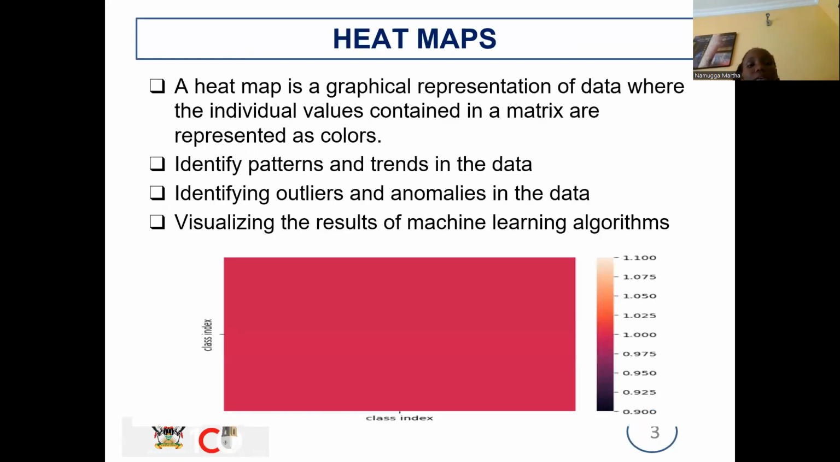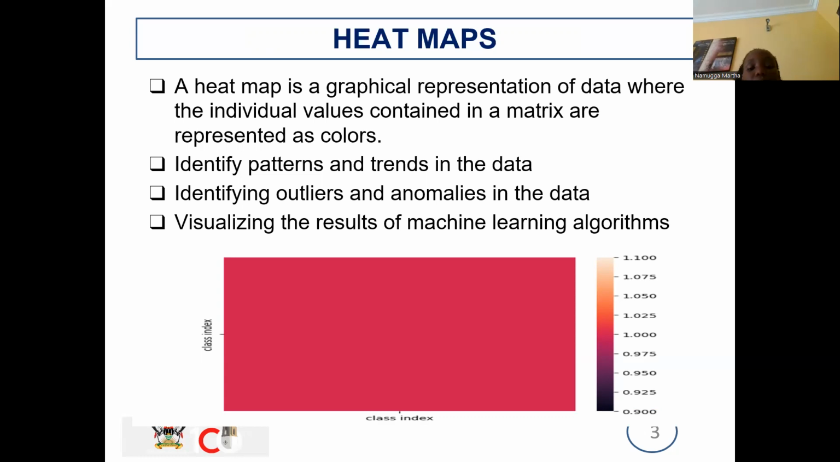So, okay, let's look at heat maps. So what are heat maps? A heat map is a graphical representation of data where the individual values contained in a matrix are represented as colors. So why do we need heat maps? They help us identify patterns and trends in the data. They help us identify the outliers and anomalies in the data, and help us visualize the results of a machine learning algorithm. As you see down, I have a matrix, a heat map.